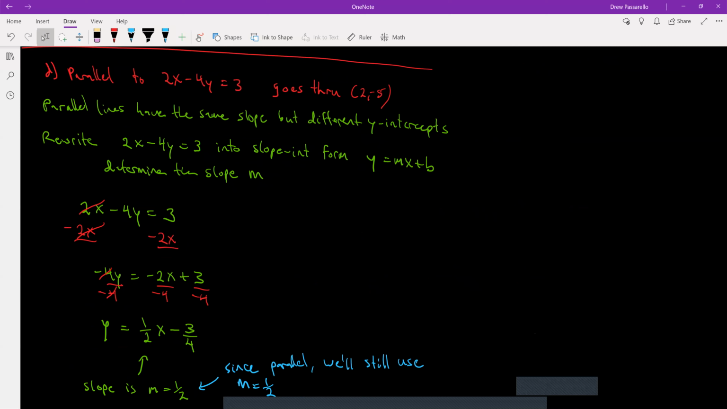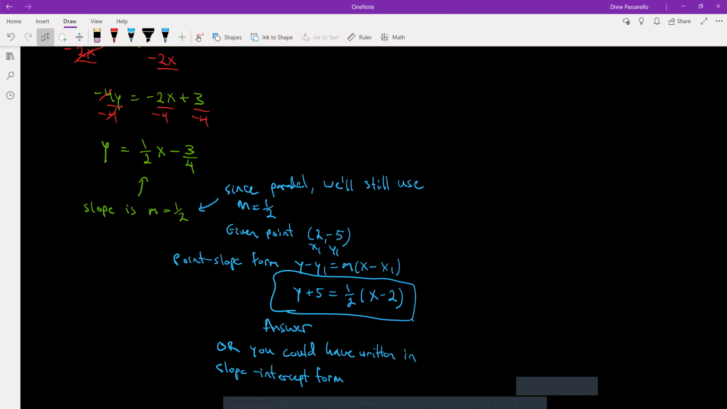And then part D said to be parallel to 2x minus 4y equals 3, so that's just some line that's given to us. We need our answer to be parallel to that line. What I first did was rewrite that into slope-intercept form, y equals mx plus b, so I can identify that the slope is 1/2. Since it's parallel, I still use that same value of 1/2.